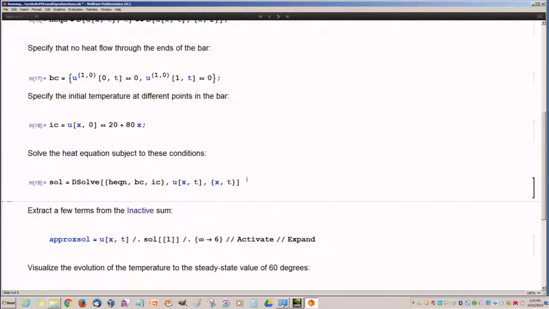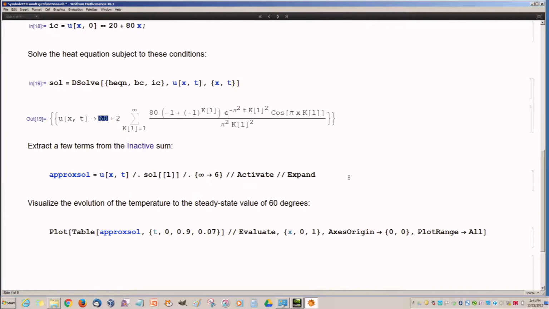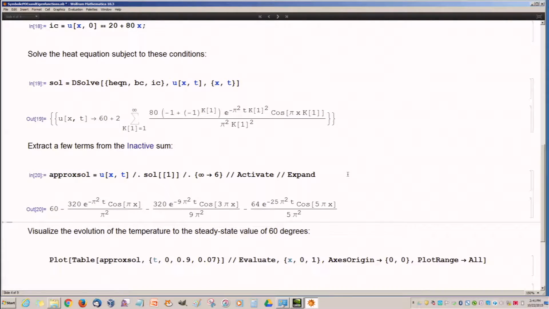And for the heat equation, we have several methods, but it will definitely do the right thing for this kind of simple example. So the first term over here is the steady state solution, and everything else is the separation of variables from the higher modes. Okay, so now you take a few terms, and then each term is again a solution of the heat equation.